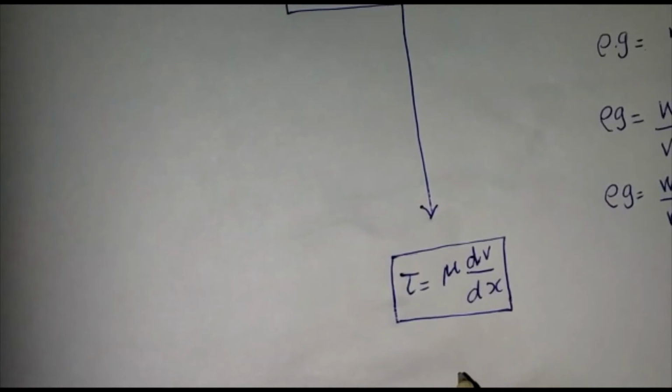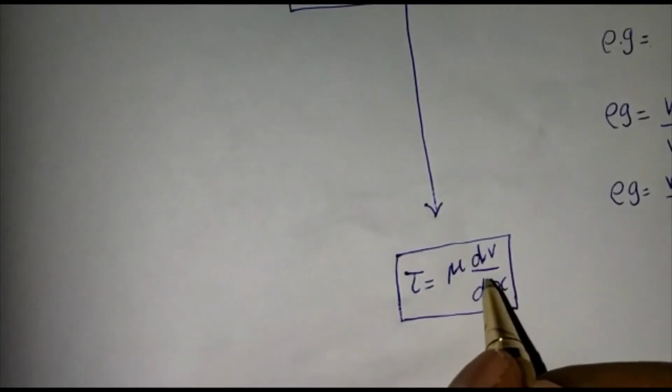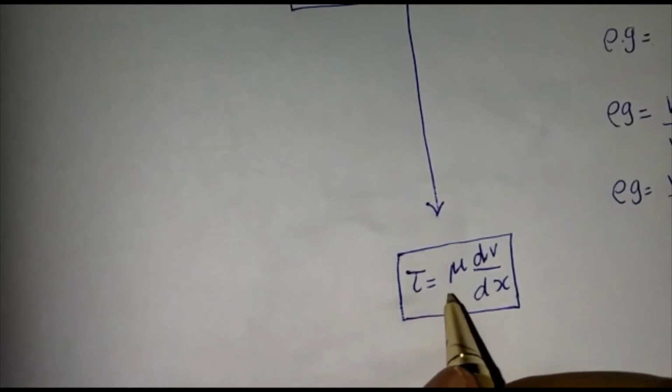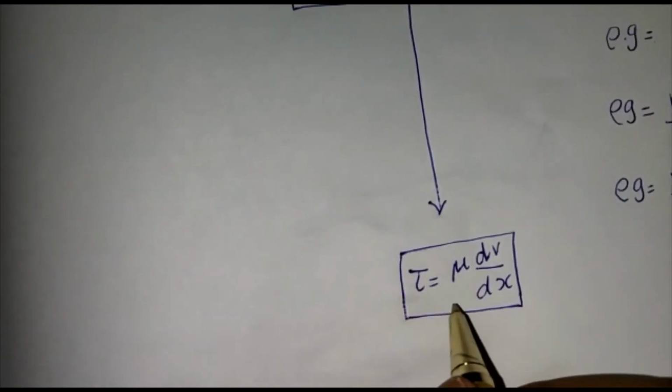You should have learned this in fluid mechanics, where you see how we derive this particular equation. That is, shear stress is directly proportional to the rate of change of shear strain. In order to eliminate the proportionality, you have to introduce a constant, and that constant is mu, popularly called the coefficient of viscosity.